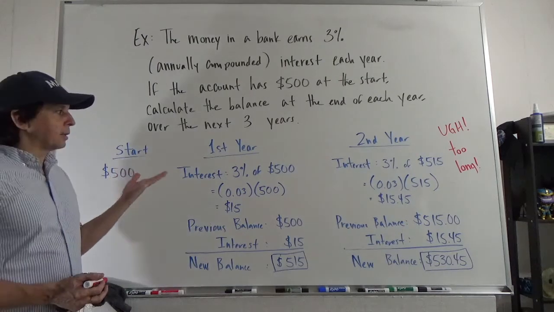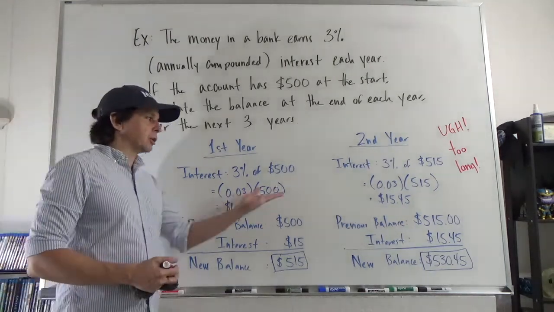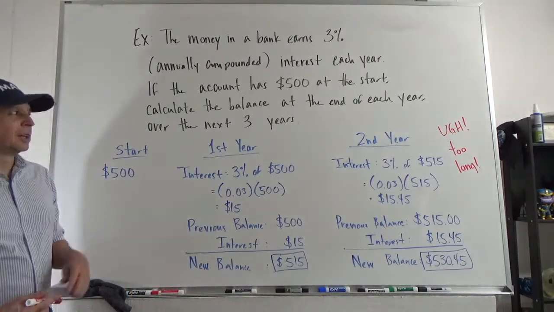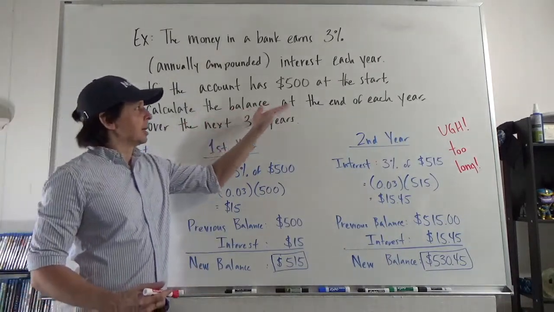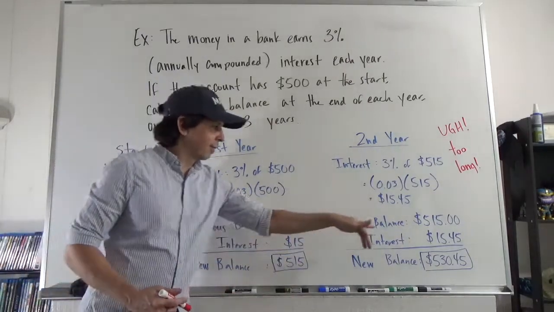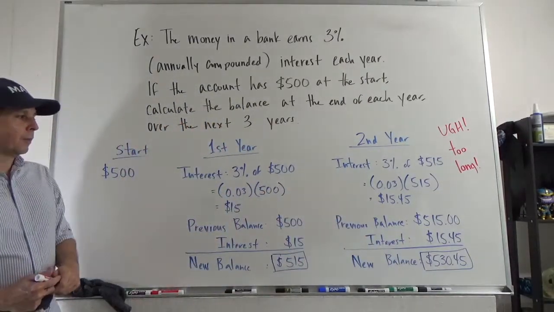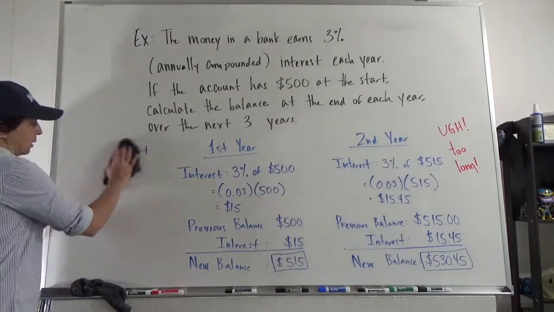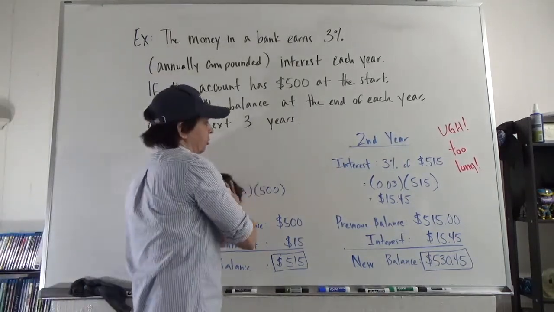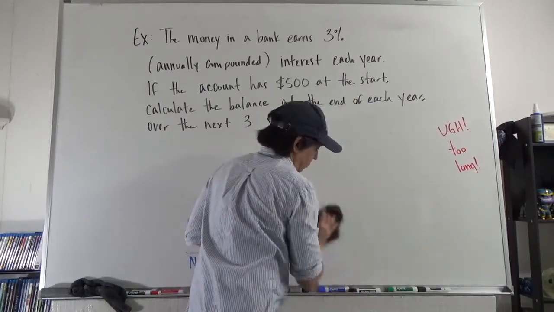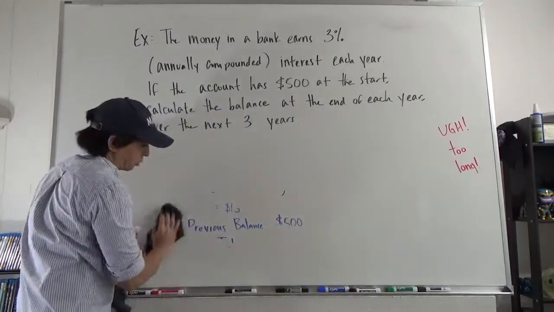Now, first of all, I wanted to show you how the interest works and talk about that. And again, we will discuss it more later. But I just needed the end balance at the end of each year. So I just needed that, and the end of the third year, and I'm done. So I didn't need to do this whole thing. So let's see if we can, from the beginning, think about a shorter way.